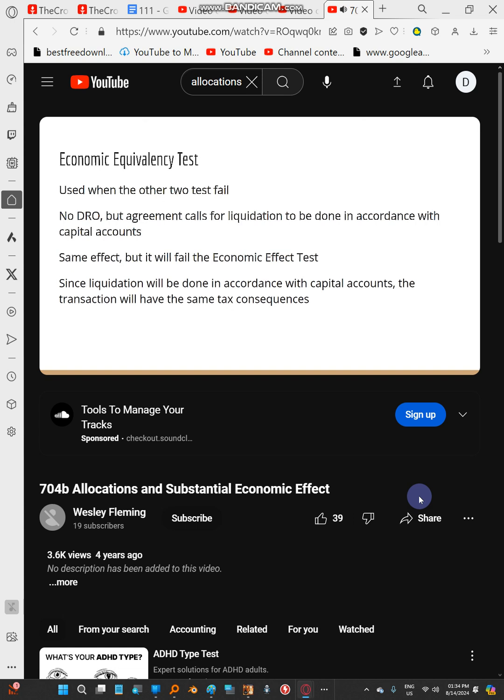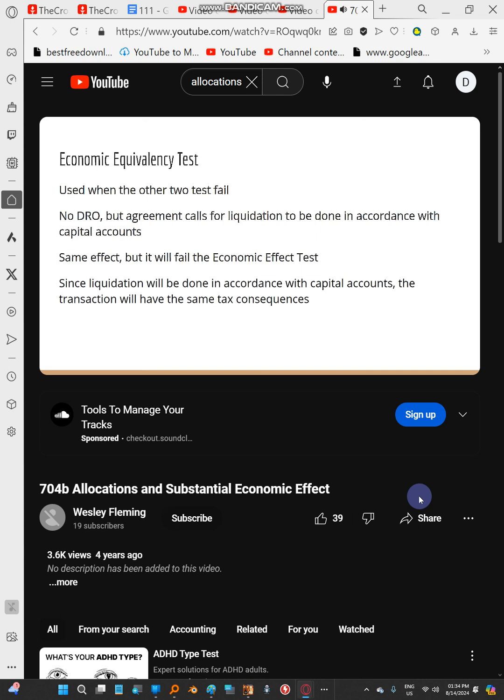So now we come to the economic equivalency test. This is a little harder to explain. It's used when the other two tests fail. Essentially, it's saying that you can allow these allocations even if you're missing certain things like the deficit restoration obligation, which makes you put more money back into the partnership, or the qualified income offset, which requires the partnership to split that income like we just saw. So it allows you to not have those things as long as the same end effect is being reached.